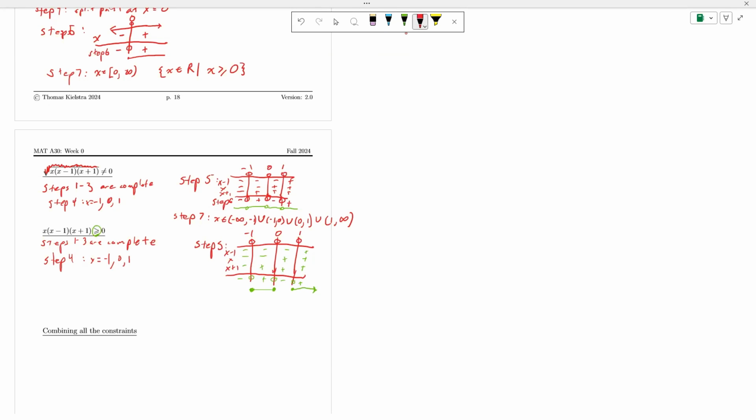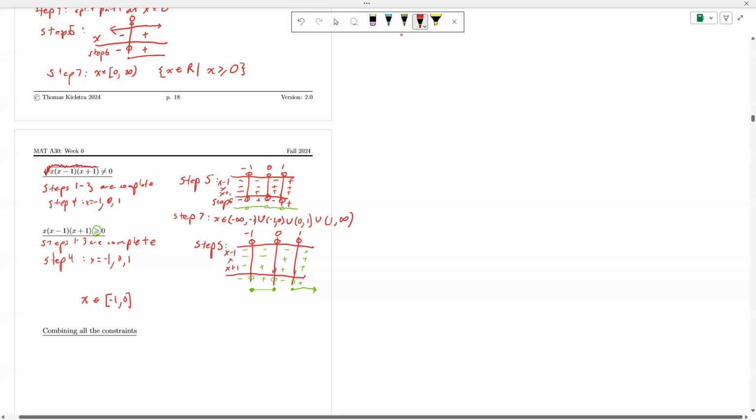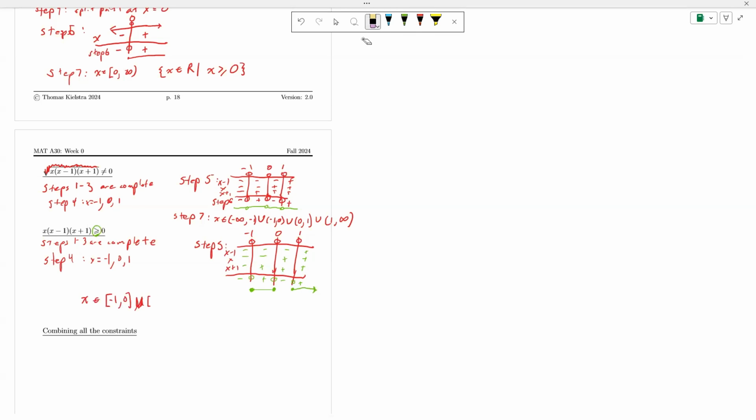And now that I've drawn that little sketch, it's quite easy using these numbers minus 1, 0, and 1 to create our interval. x is in minus 1 to 0, union with 1 to infinity.